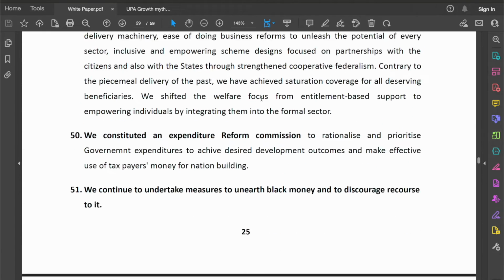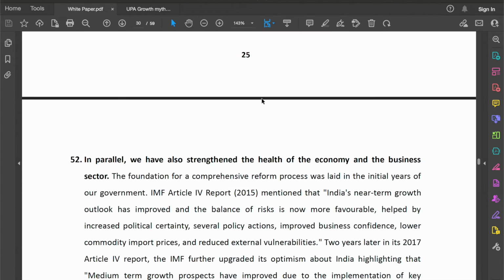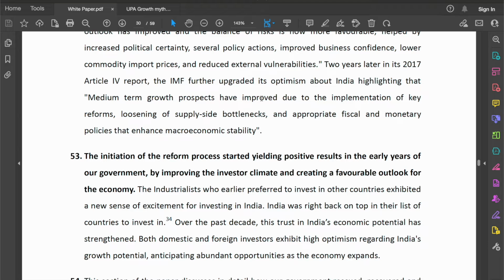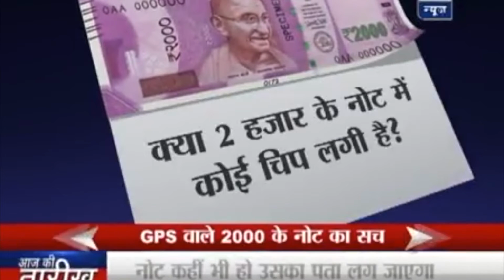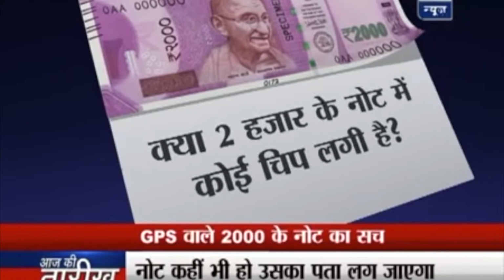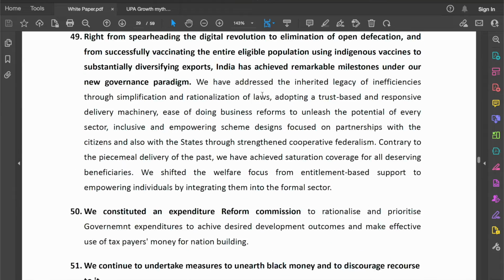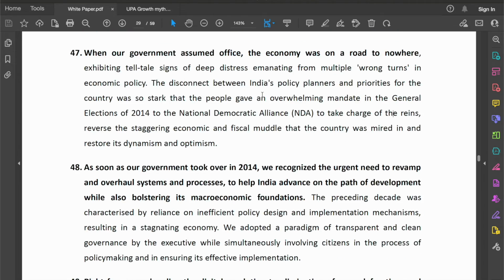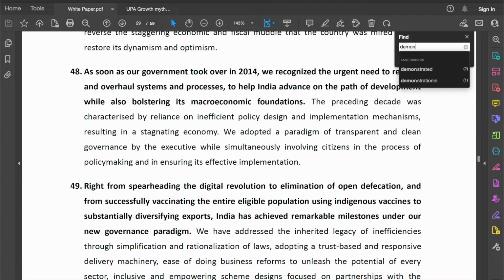One thing about this white paper, whatever it is, they have not talked about anything on demonetization. Do you believe it? The level of publicity the demonetization got, and how positive it is, how things have changed, digitalization has happened, and so on and so forth. But they have not written a single line, single word about demonetization. If you Control-F and search for demonetization, there is no such word in the entire document.